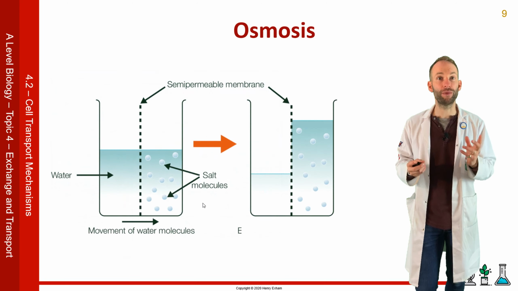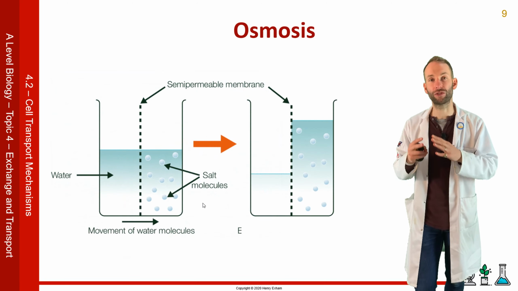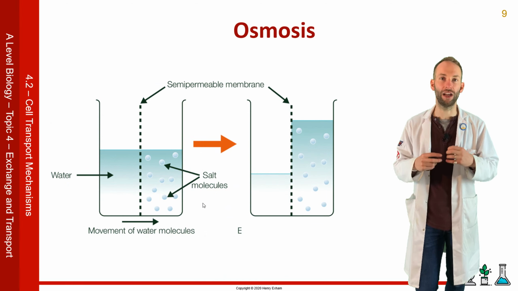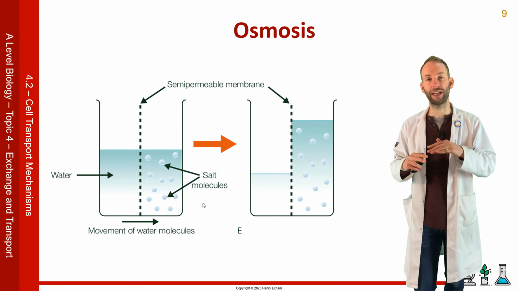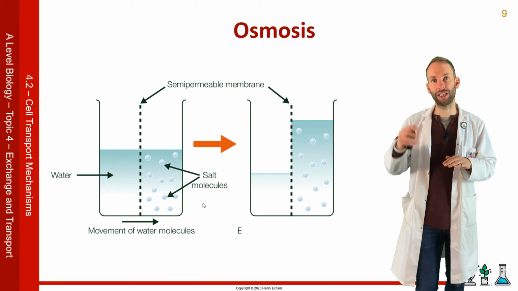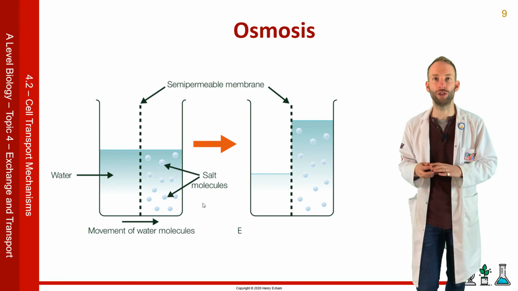In this situation here, we've got the opposite. We've got a high water potential on the left and a low water potential on the right, caused by the salt dissolved there. The water will move onto the right-hand side to balance the water potential, but you can see the volume will actually shift because of the water moving.